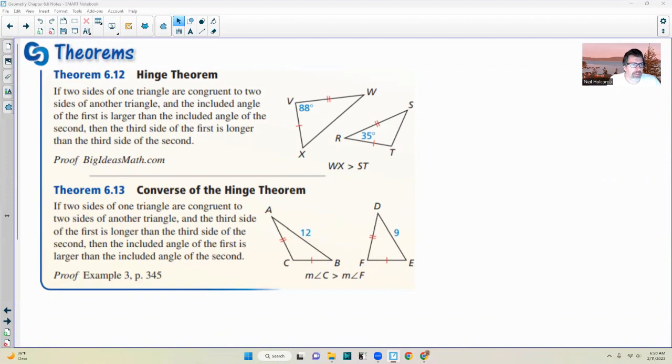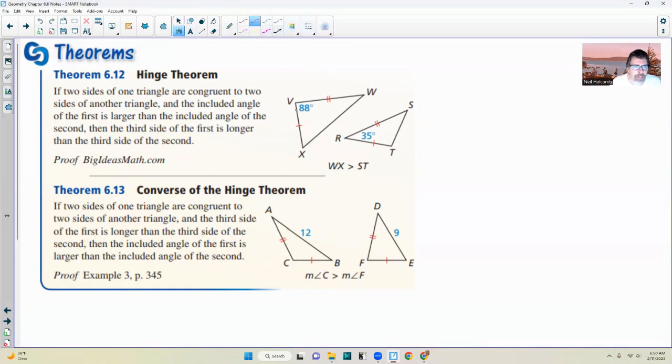If two sides of one triangle are congruent to two sides of another triangle and the included angle of the first is larger than the included angle of the second, then the third side of the first is longer than the third side of the second. Okay, that's a lot to take in. So let's take a look here.